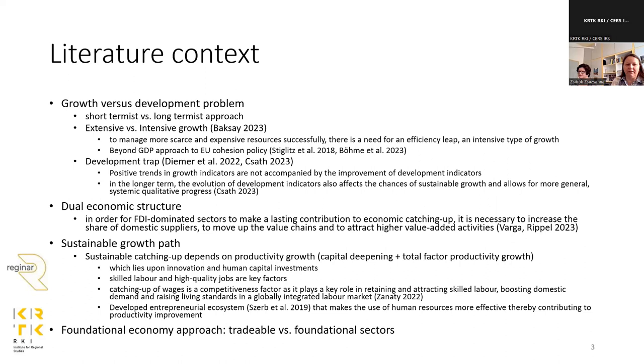Our literature also relates our research to the literature of the dual economic structure, which is predominant in the Central and Eastern European countries, which rely much on FDI in their transition, and it made their regions and the whole economic structure vulnerable to these FDI sectors. And as a result, it is a challenge for them to embark on a sustainable growth path.